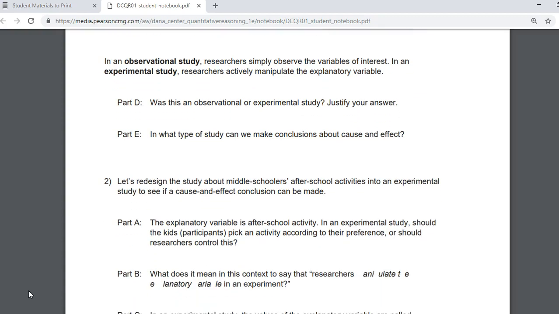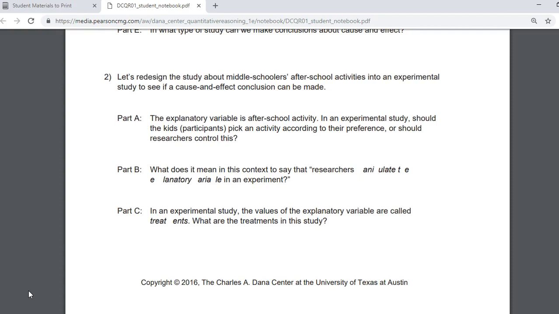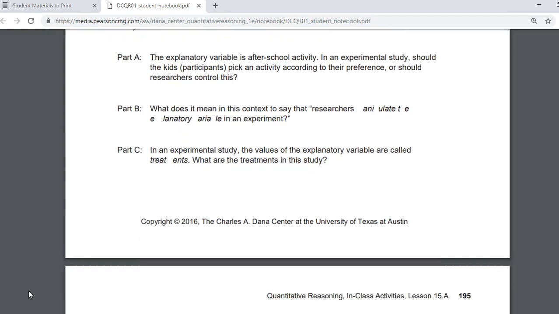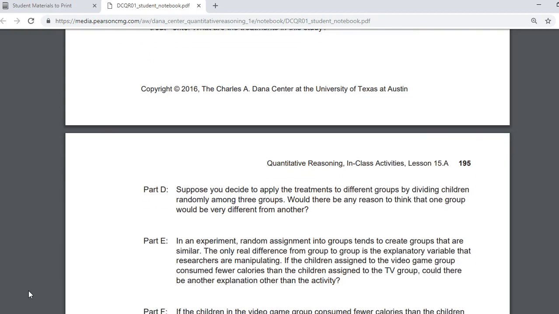Just reading through real quickly, talking about the variables. And I'll say again, an observational study is designed to infer to a population. An experimental study is designed to infer to a treatment.